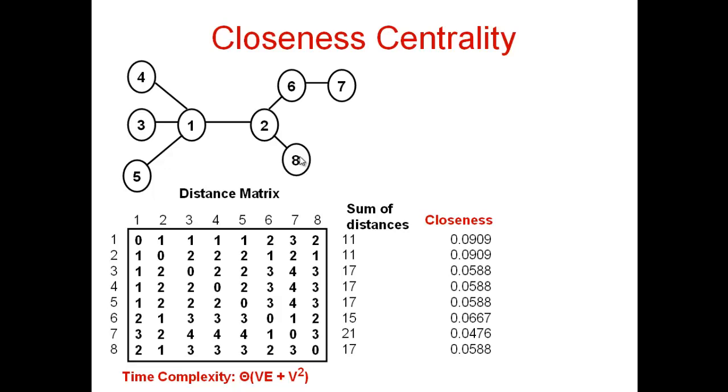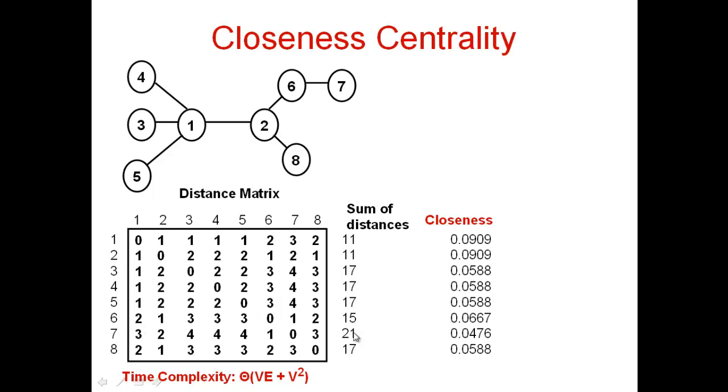So once you get the distance matrix, compute the sum of the distances in, actually, the row corresponding to a vertex is called the distance vector for that vertex. So for vertex 1, the sum of the distances in the distance vector is 1 plus 1 plus 1 plus 1 plus 2 plus 3 plus 2, and that will add up to 11. Now vertex 2 also will add up to 11. Vertex 3, it will add up to 17 and so on. Vertex 7, it will add up to 21.